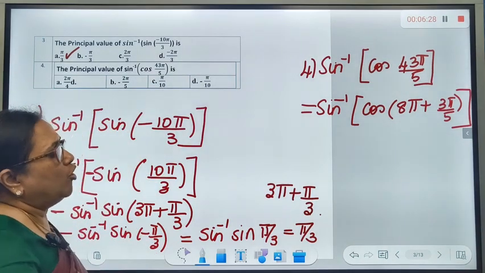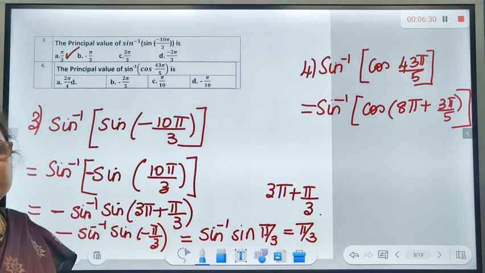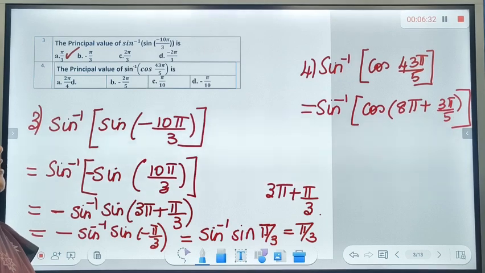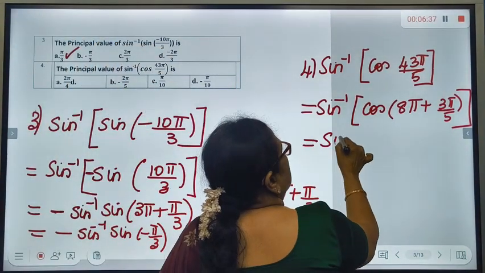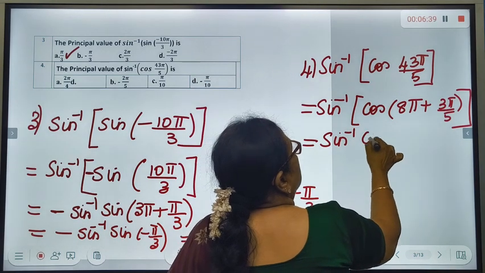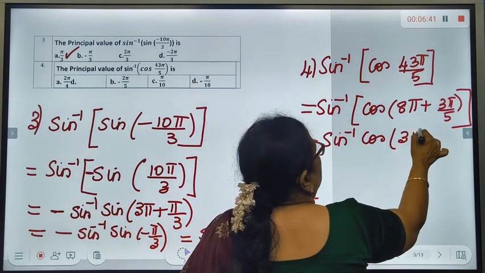So it goes on 4 rounds. 2 pi is 360 degrees, so 1 round. So 8 pi is 4 rounds and it comes to the first quadrant. So this is sine inverse of cos of 3 pi by 5.